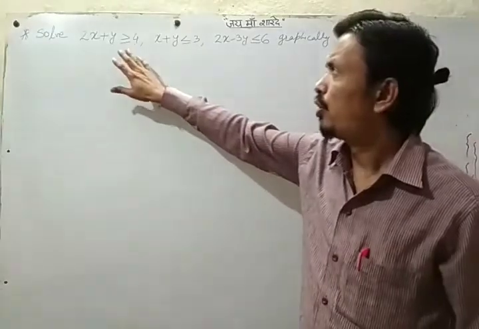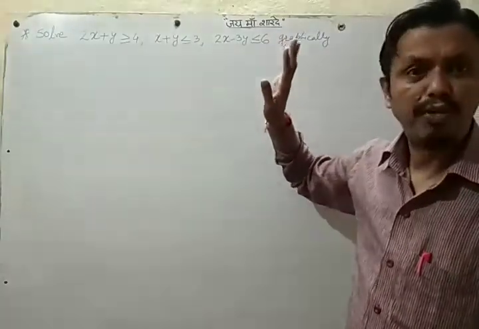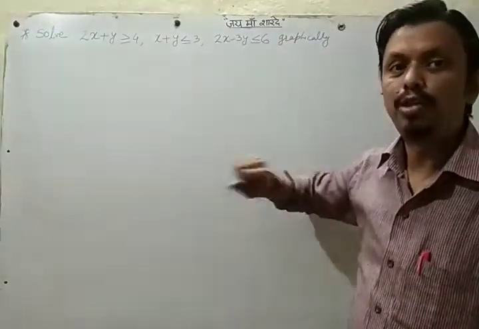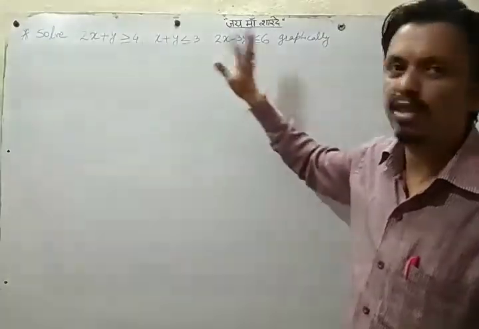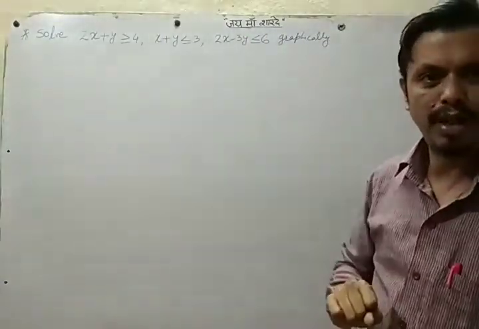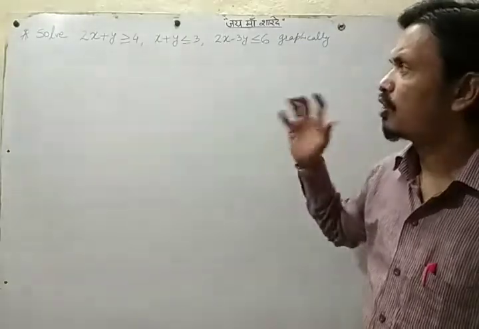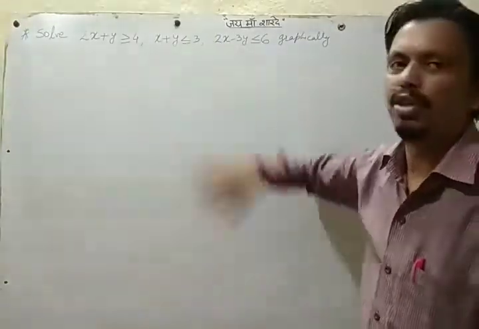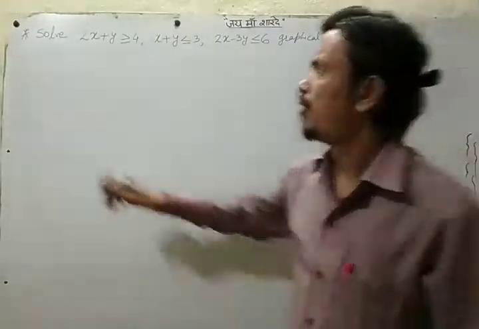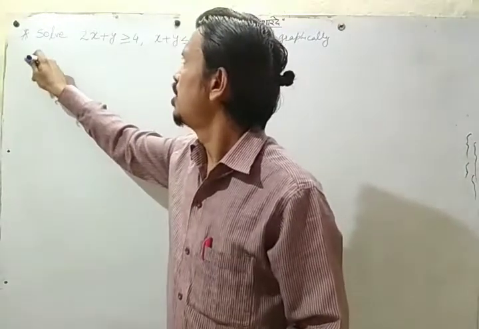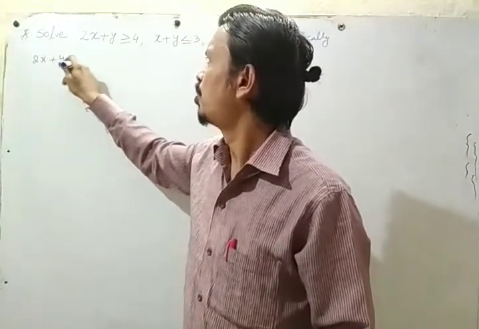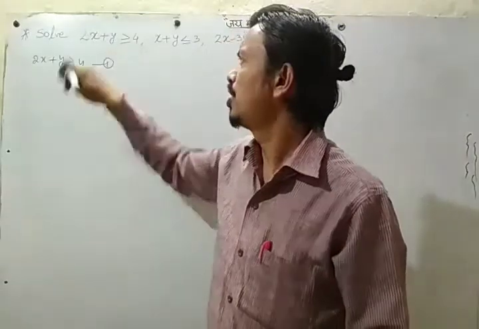So for all these three inequations, we have to draw the graph on the same graph paper, and then the common region will be our solution. First of all, we take our first inequation, 2x plus y is more than or equal to 4.